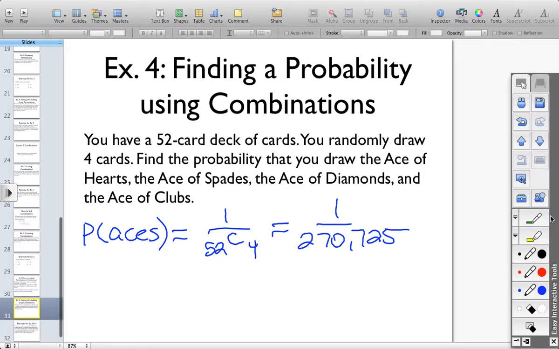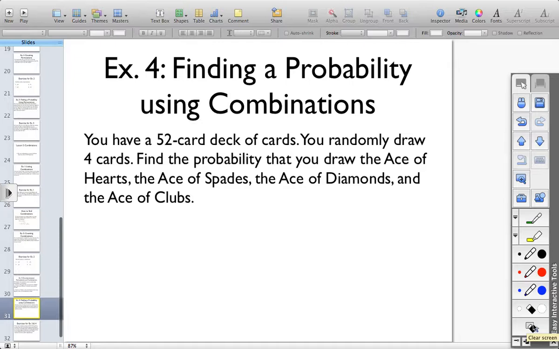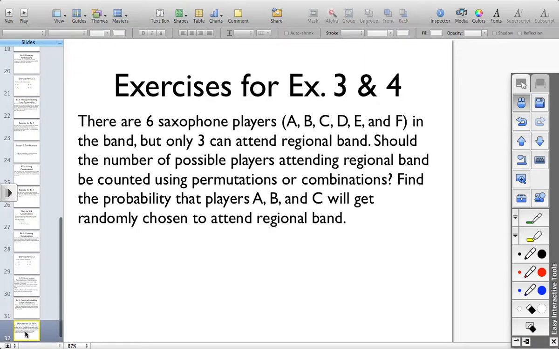If you have to do this by hand, make sure you are really good at writing out your factorials and crossing them off correctly. Let's take a look at our last example. Read through it carefully. Determine if you're going to use a permutation or a combination, and then answer the question. When you're ready, press play to get the answer.